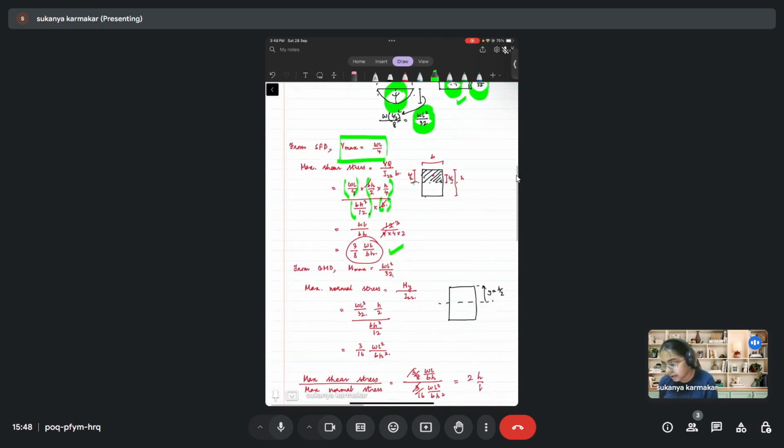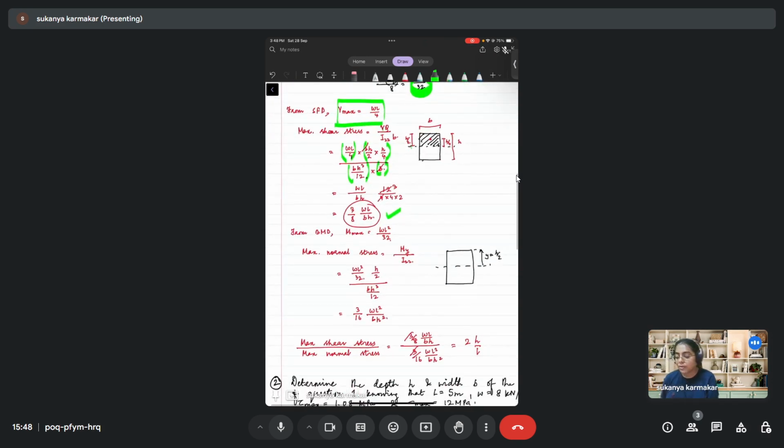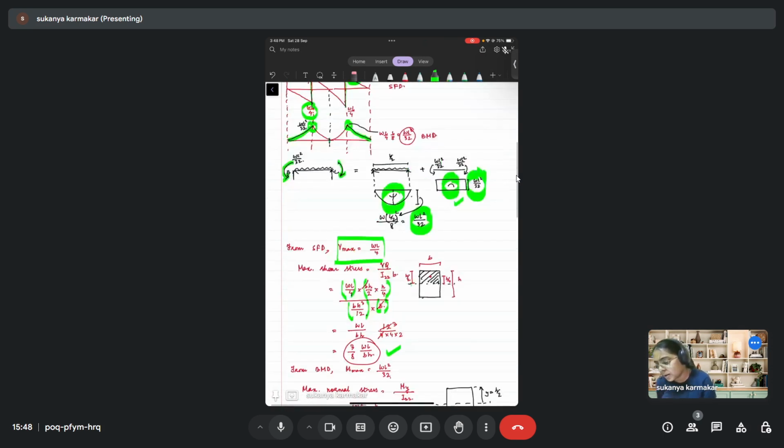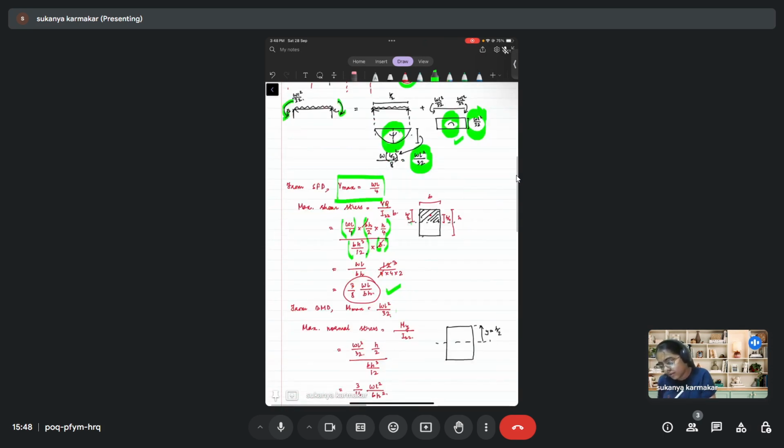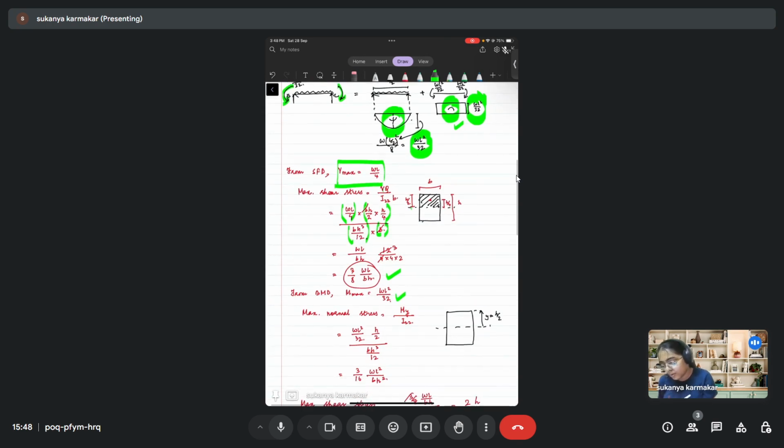Now we have to calculate the maximum normal stress. For that, we need the maximum bending moment. So the maximum bending moment is WL square by 32. So we get this. So maximum normal stress is M into Y by IZZ. Y, what is Y here? It is the point where you get the maximum normal stress, since you need to maximize its value.